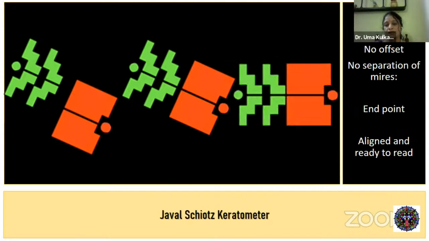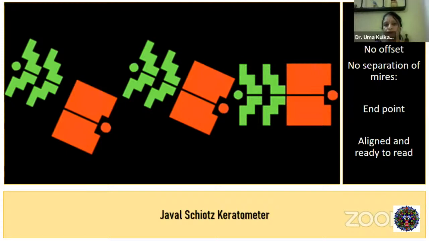The second is to change the orientation so that you get the final endpoint. That is, these are aligned and the space between the two is also minimized and they are placed like this. And this is the endpoint. At this point of time, you have to read it from the knob. What is the curvature that is given there?